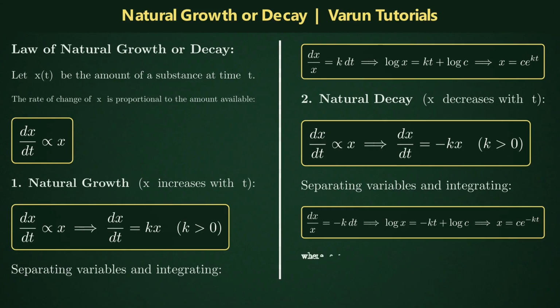In both equations, c is the constant of integration determined by initial conditions, and k is the growth or decay rate constant.